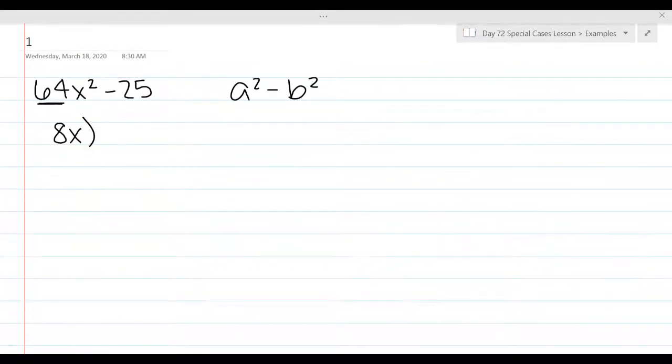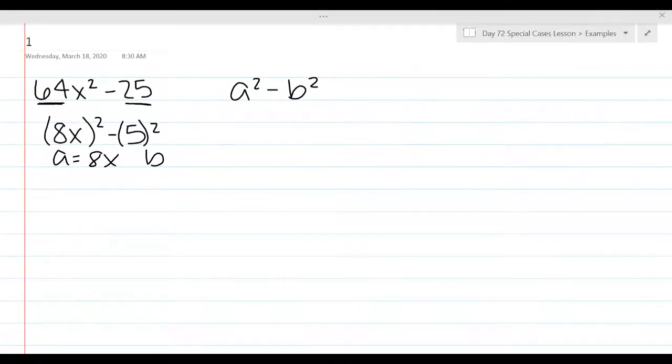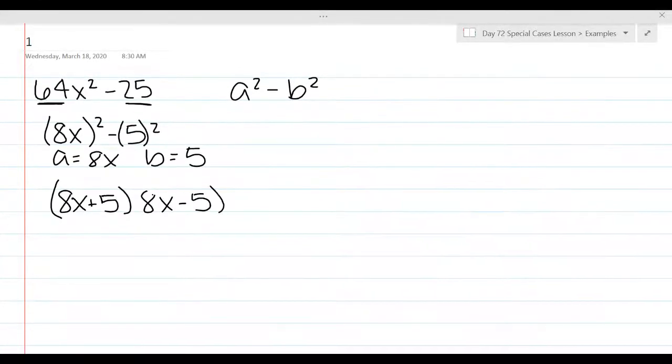And then we have x squared. Then we're going to do the same thing here and take the square root, so we get minus 5 squared. So in this case, our a is 8x and our b is 5. Now that we know what a and b are, we can write it factored out. So we're going to have 8x plus 5 times 8x minus 5. And remember, you can write this the other way around if you want. You can have 8x minus 5 first. It does not matter which order they come in.